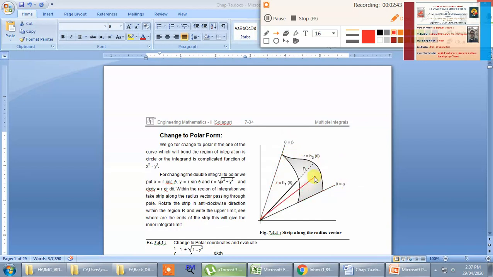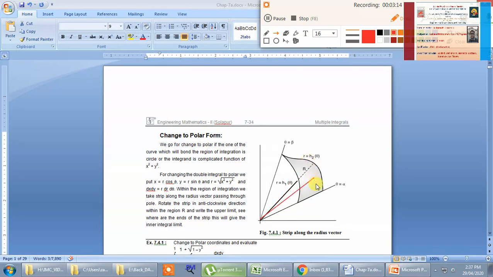While it moves, you can check the lower end. Where is the lower end? The lower end is on the first curve. What is the first curve? r equal to h1 of theta. And the upper end of the strip, that is the outer end of the strip, lies on r equal to h2 of theta. So the inner end of the strip is on r equal to h1 of theta, and the outer end lies on r equal to h2 of theta.